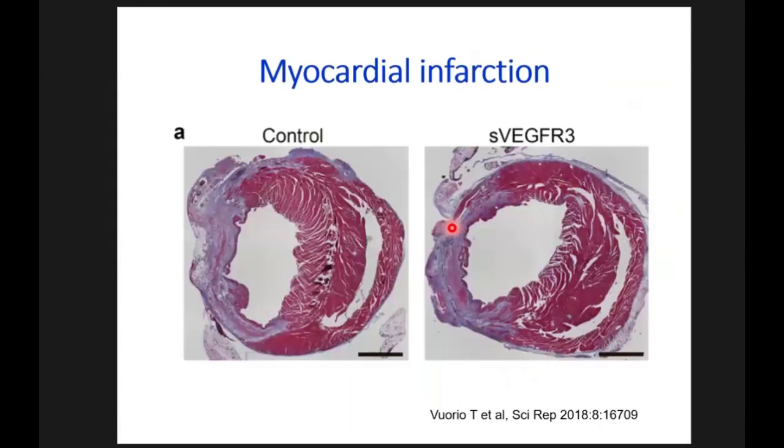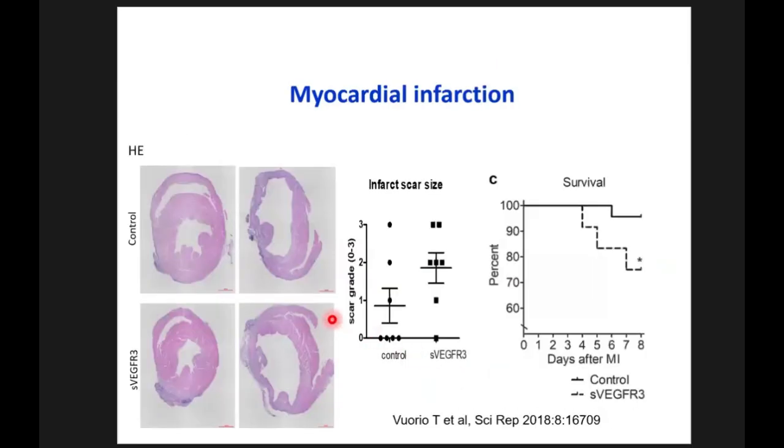When we did the infarction, it looked like the infarction scars were a little bit larger in these animals. And indeed, that was the case. If you look at infarction scar size, they were almost double as compared to the control animals. And this led to a survival deficit, so that here you can see that the soluble VEGF receptor mice really didn't survive, nowhere near as well as the control animals did.